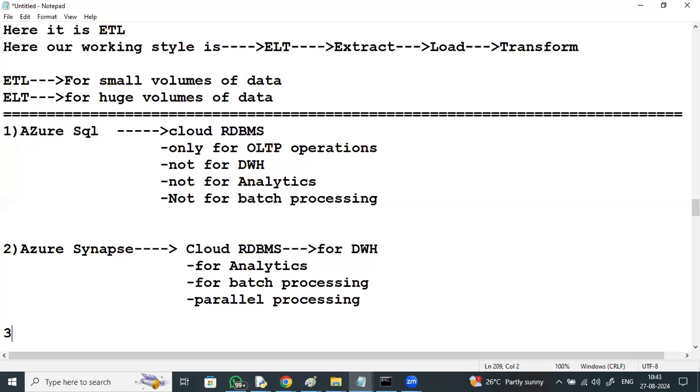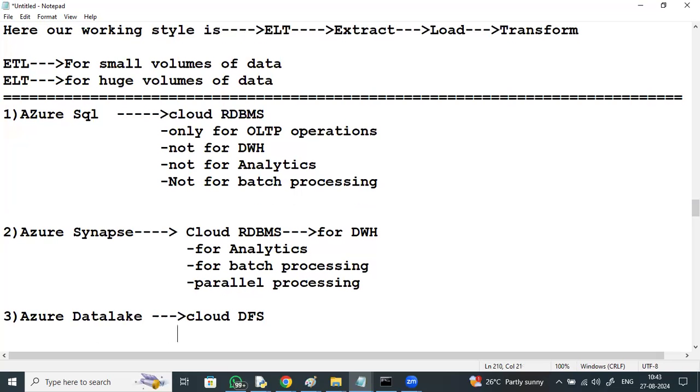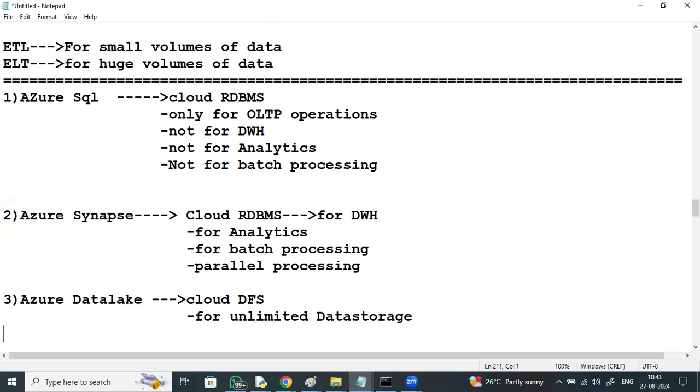And what I have discussed about Azure Data Lake. In a simple way, it is a kind of file system. It is a cloud distributed file system, and it is for unlimited data storage. Unlimited data storage is possible, and parallel processing.